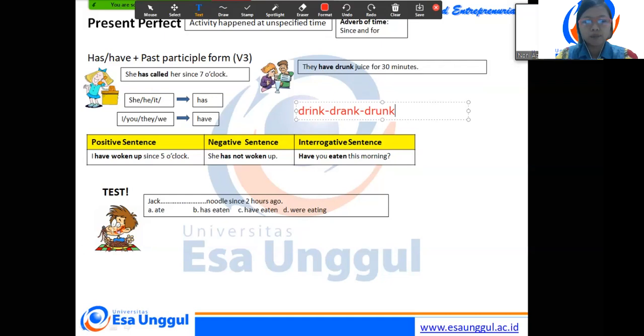I have woken up. For negative, you just put not. For example, she has not woken up. Because the subject is she, so we can use has.